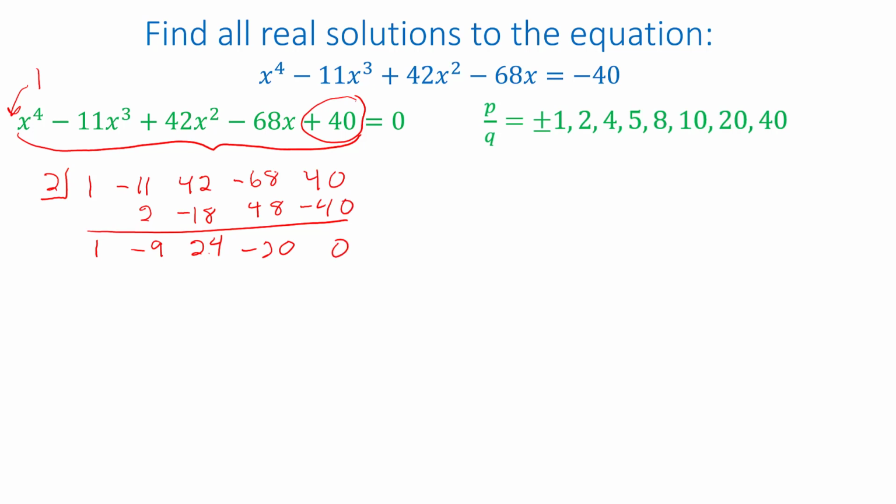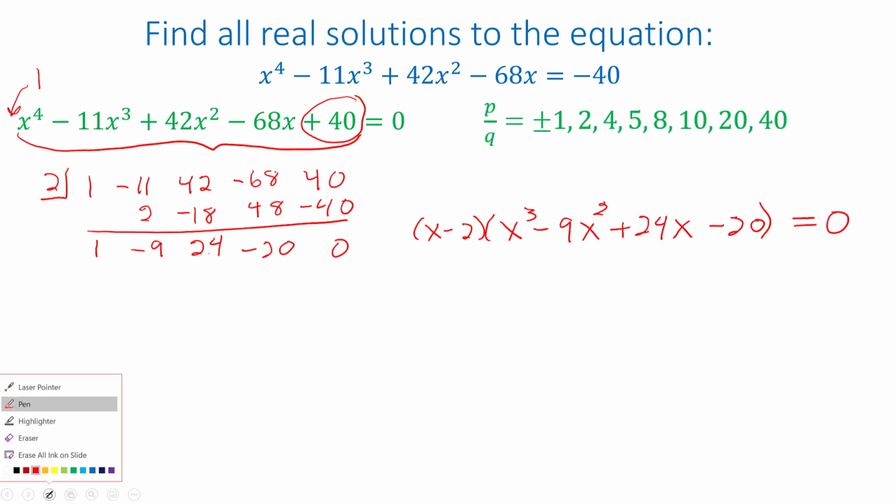Yay! So we can now use the fact that we found that x equals 2 is a solution of our equation, but it also allows us to factor the left side of this equation into x minus 2 times 1 times x cubed minus 9x squared plus 24x minus 20. Okay, and this would then be equal to 0. Remember, we have an equation here.